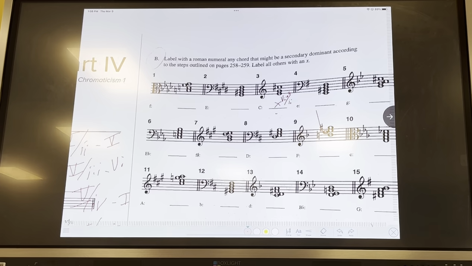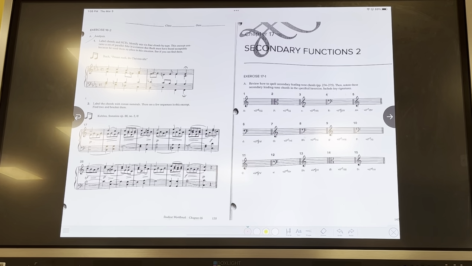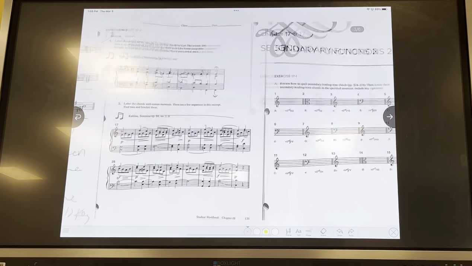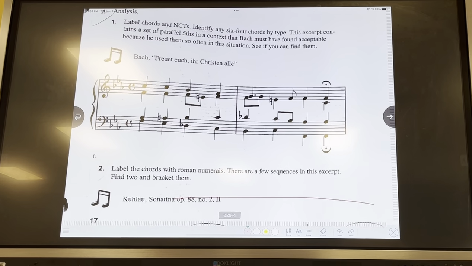Let's go to the next page. So this is putting it, as you're just saying, how do you see it in the music? Label chords and non-chords, identify any 6/4 chords by type. This excerpt contains a set of parallel fifths in the context that Bach must have found acceptable. So Bach gets to break the rules, but y'all don't, is what it comes down to, because he used them so often in this situation. Can you find them? So lots going on here.